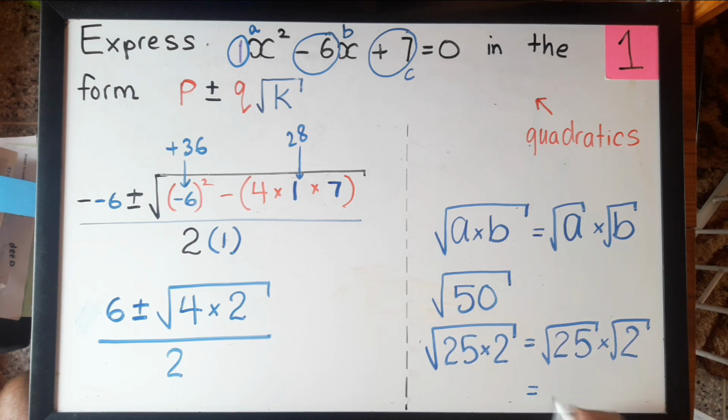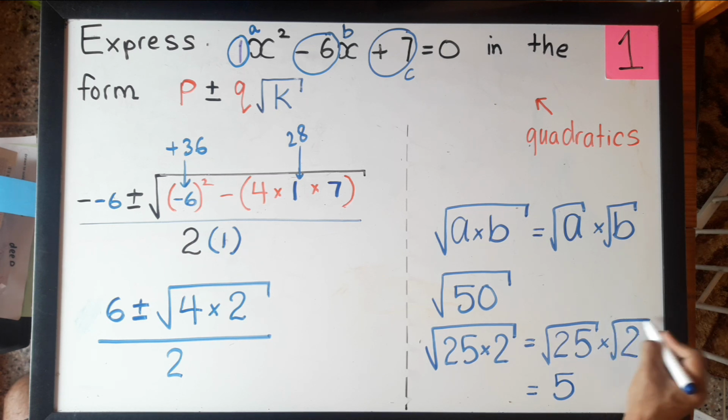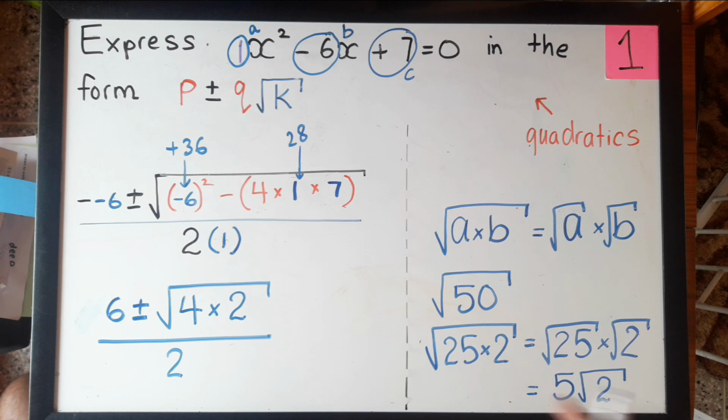But here's the nice thing. The square root of 25 is very easy. We have learned that from primary school. We know from the top of our heads the square root of 25 is 5. But you do not know the square root of 2, so you leave it as the square root of 2. If you don't believe me, try square rooting 2 on your calculator. You will not get a pretty value. It will be a number that goes on and on.